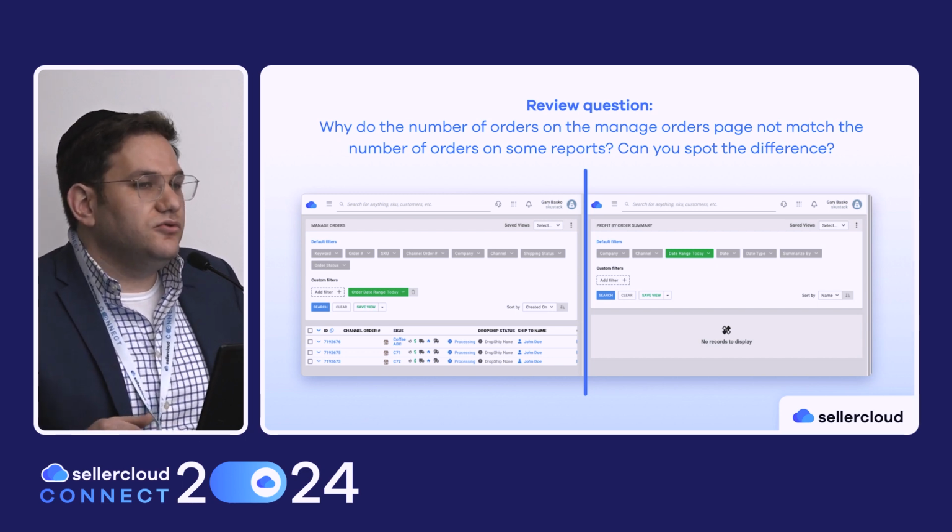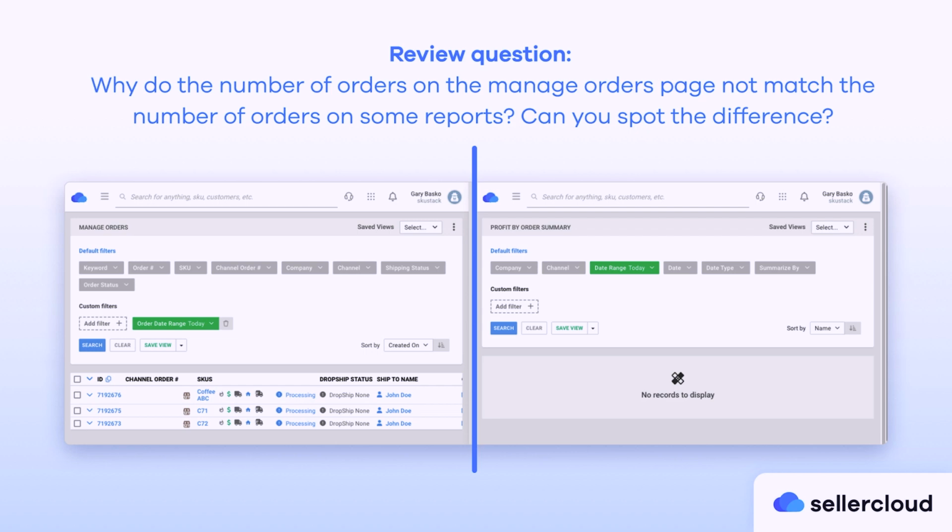So as a general rule, what you're going to want to look at, if you see that the number of orders on your manage orders page do not match what you have in reports, you're going to want to look at one, am I matching up the date types, first of all? Because on your manage orders page, the default is to run it by order date, the date that the order was placed.